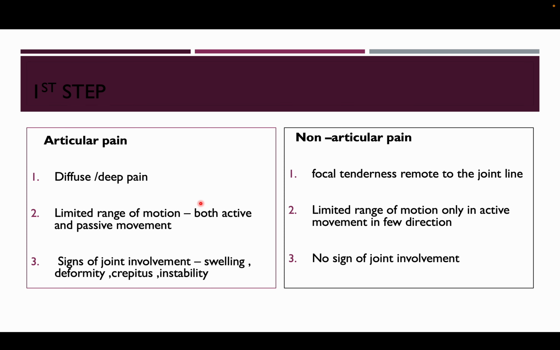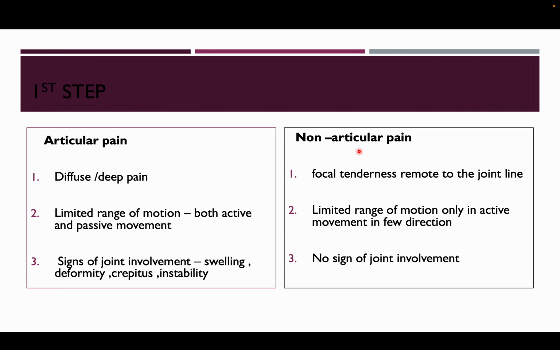Articular pain is any problem in the joint, and it is generally a diffuse, deep pain that cannot be localized. It is more diffuse in the joint space. Whereas non-articular pain, like when there is a tendon attachment, a bursitis or tendinitis, is generally away from the joint line. It is not generally located in the joint space per se.